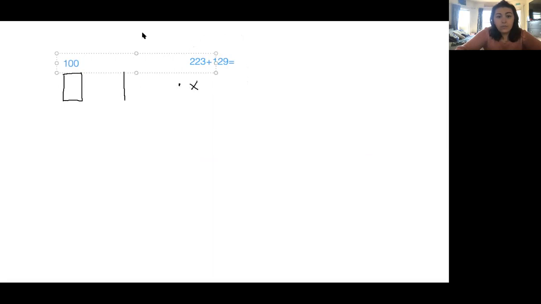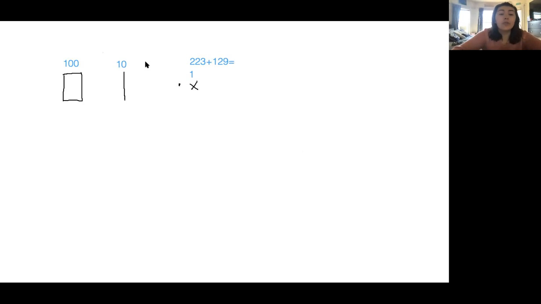There we go. And we had tens. And then these last guys over here were two different ways to make ones. Okay, I'm going to actually move my problem. Oopsies, I moved the wrong thing. Okay, that's fine. So I'm going to solve the same problem, 223 plus 129, using my base 10 blocks.